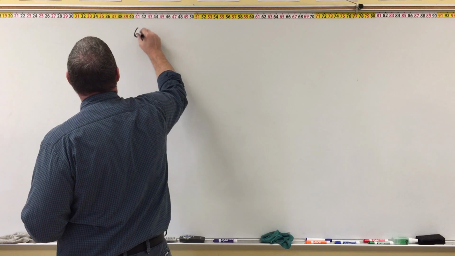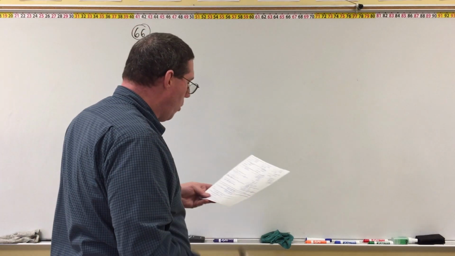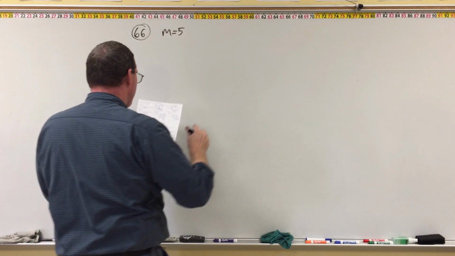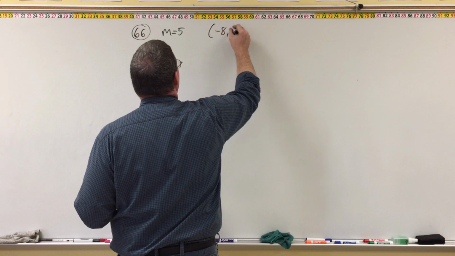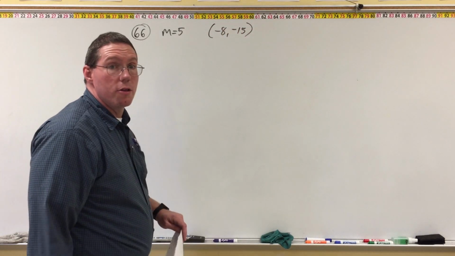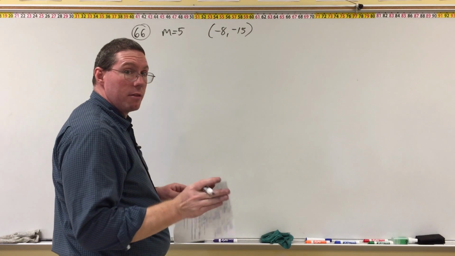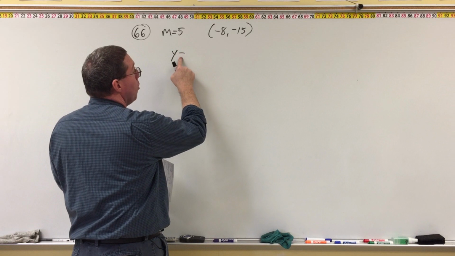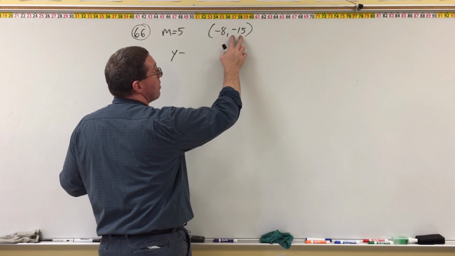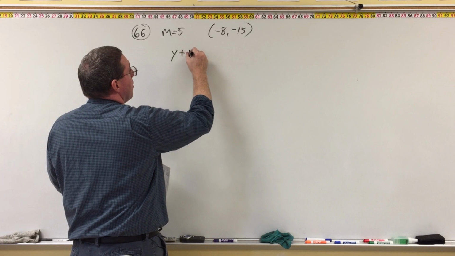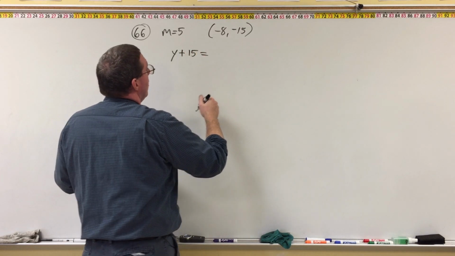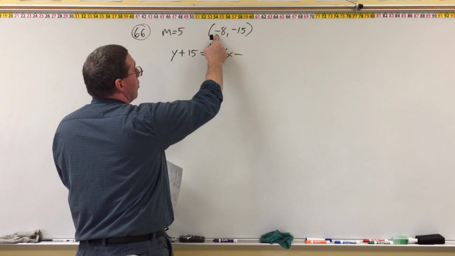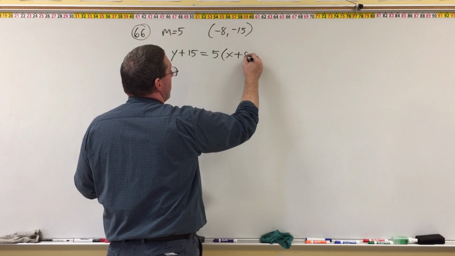Number 66 says, what is the equation of a line that has a slope of 5, so m is 5, passes through the point -8, -15? I want point slope form and slope intercept form. So in point slope form, we're going to do y minus y1. The y coordinate is -15. So y minus -15 becomes y plus 15 equals slope, which is 5, times x minus the x coordinate, which is -8. X minus -8 is x plus 8.